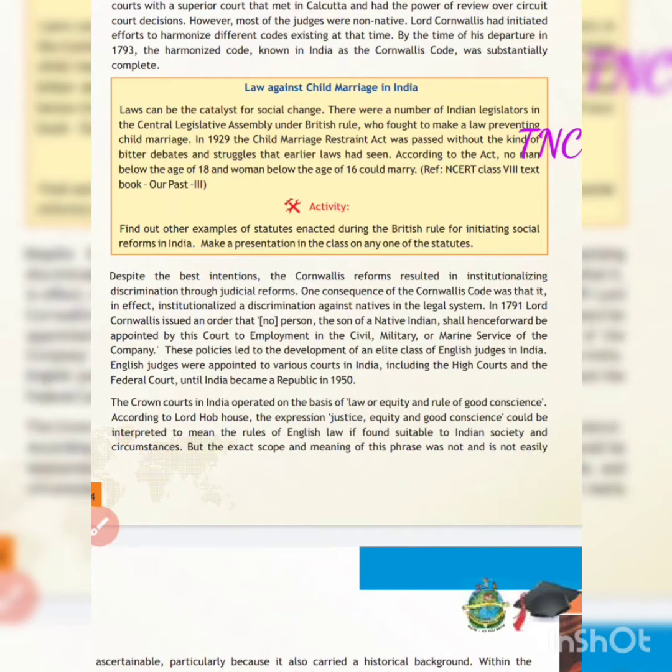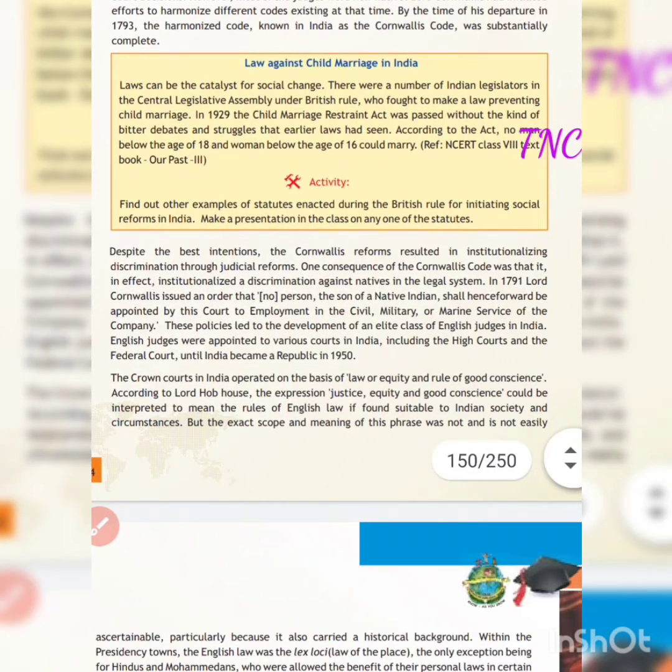The main consequence was that it created a sort of discrimination between the native people who were living over there, the Indians, and the Britishers. Also, in 1791, Lord Cornwallis issued an order that from now onwards no Indian person, that means no son of a native Indian resident there, would be given any job opportunity or employed in any civil, military, or marine service of the company.